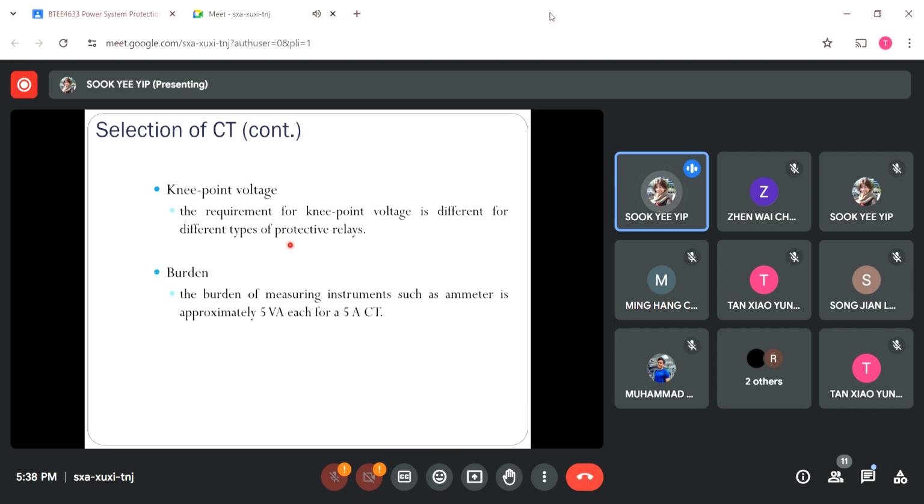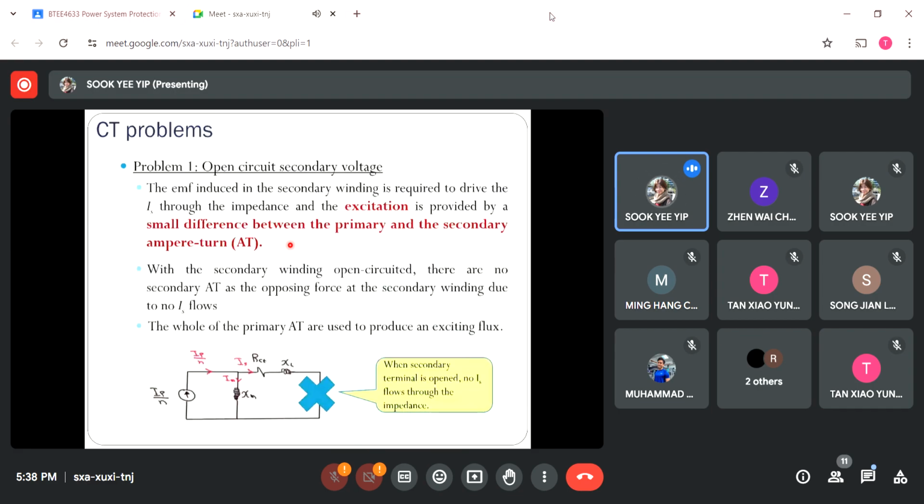Okay, so I think it's very long. We have one more topic. I will try to finish it as soon as possible. So we are at the last topic right now.